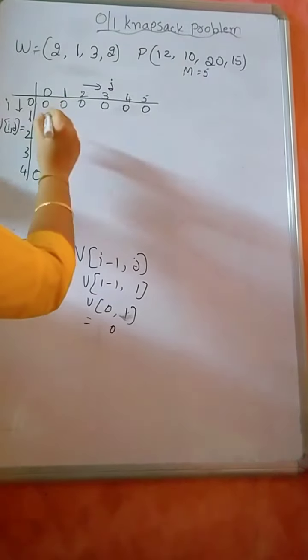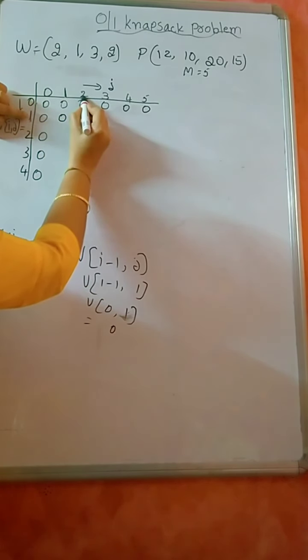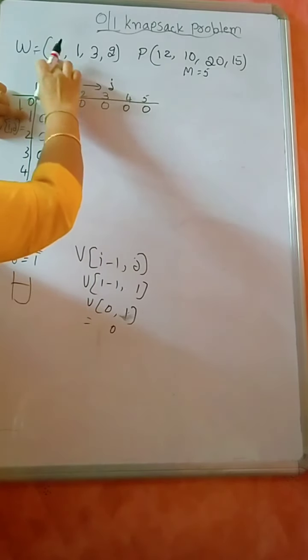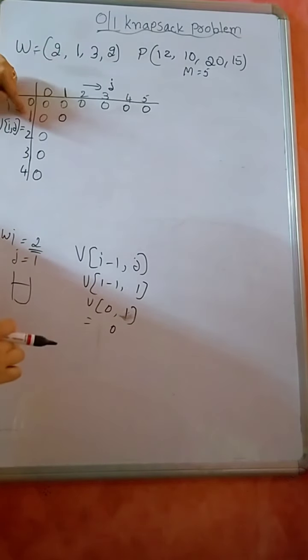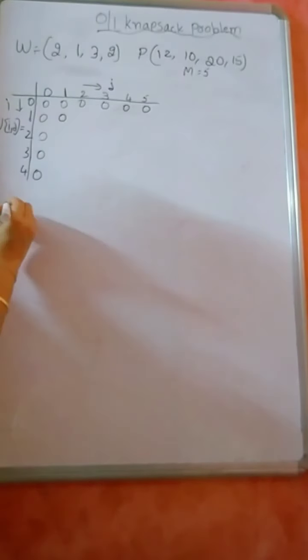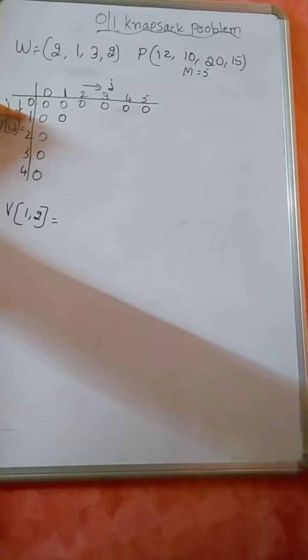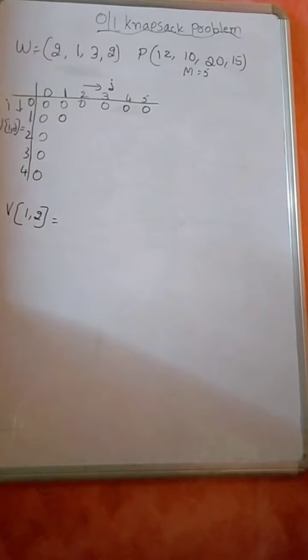Okay. Now you consider this entry. So it is the first object. Remaining capacity is 2. What is the weight of the first object? It is 2. Means remaining capacity is 2. So can I insert this object? So V of which one? 1, 2, I am finding. What is the weight of the first object? It is 2. What is the remaining capacity? 2. Can I insert the object? Yes. Which case? Third case.